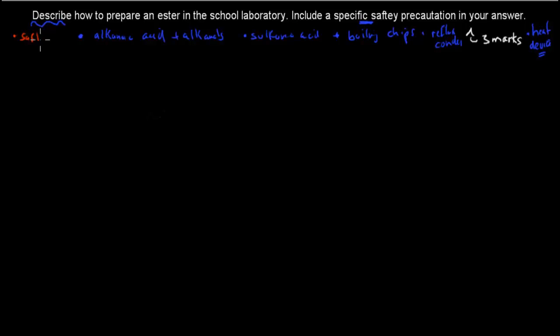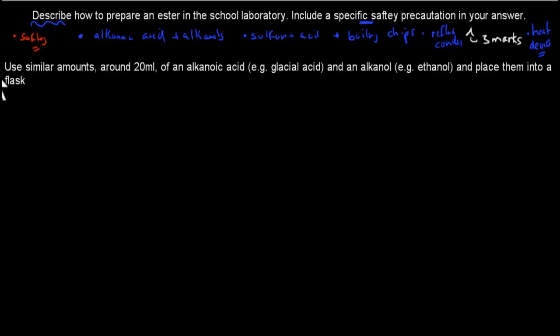And what they mean by safety precaution is, for example, if you used a hot plate, why do you use a hot plate and not a Bunsen burner? That's the whole safety issue itself. So in the answer itself, I said, we used similar amounts, roughly 20 mils of alkanoic acid, and the example was glacial acid, and an alkanol, for example ethanol, and place them into a flask.